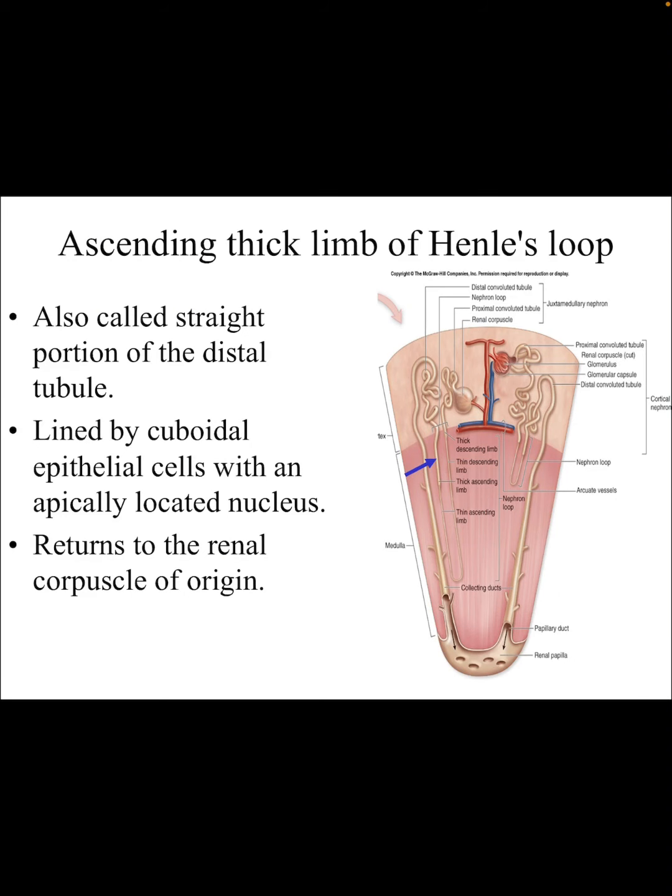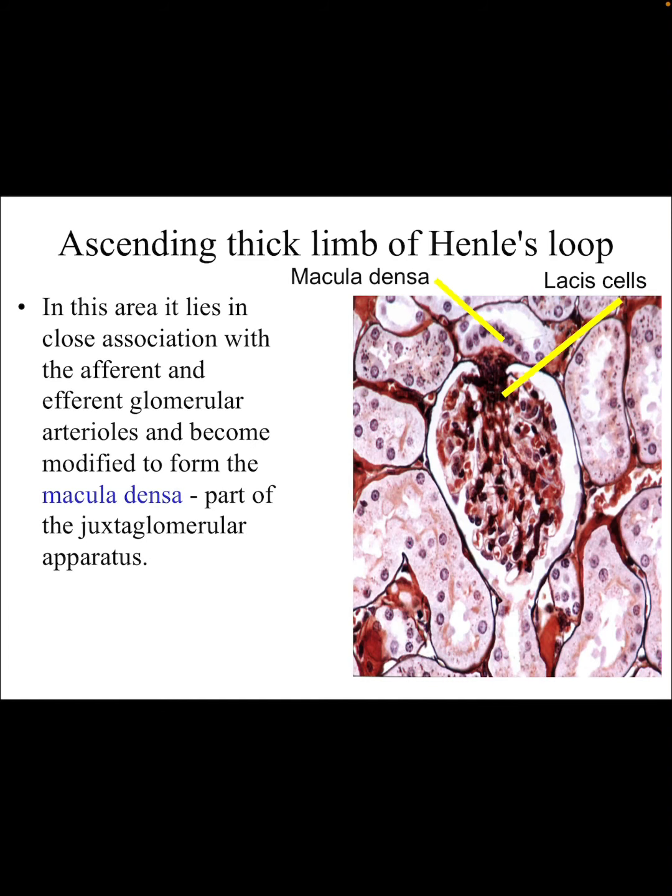Then we have the ascending portion. Again, it consists of two portions. We have the thin portion, or we call it the ascending thin portion, and the second part we call the ascending thick limb of Henle's loop. Again, the lining starts with simple squamous epithelium, whereas this one here is cuboidal epithelium. Then we have the ascending thick limb of Henle's loop, and this one here.